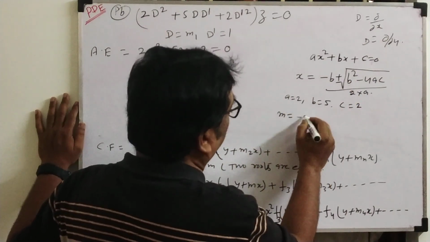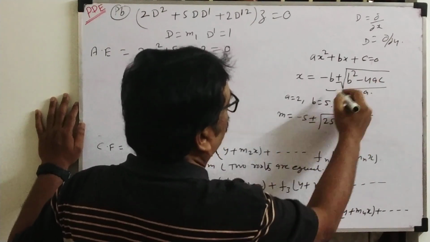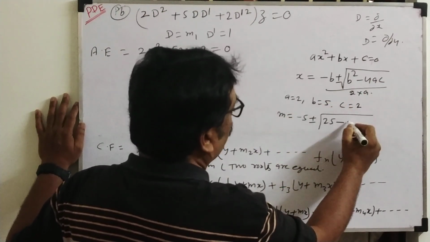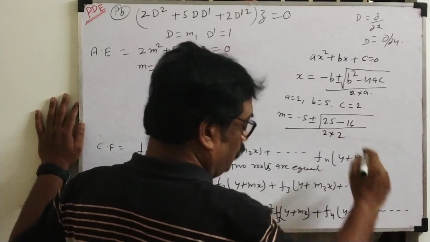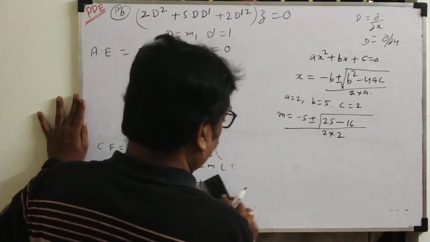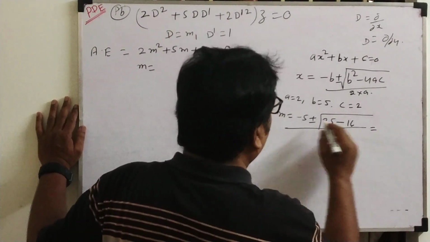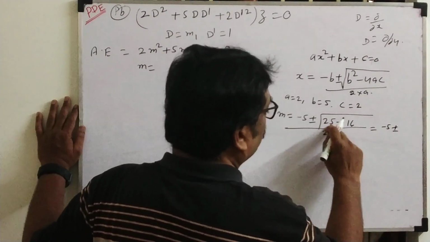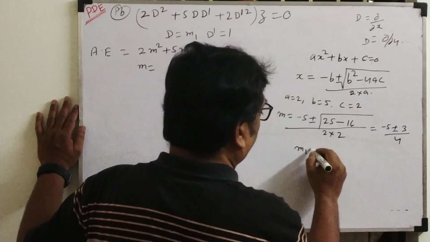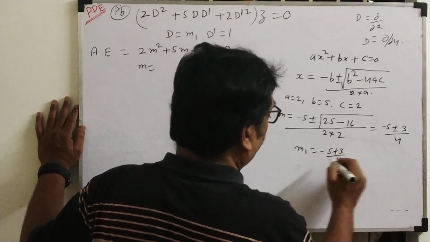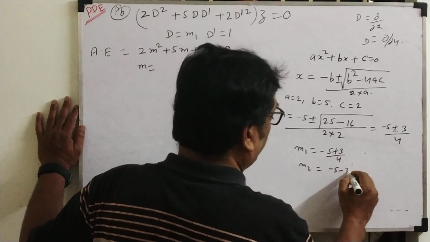So m equals minus 5 plus or minus root of 25 minus 4ac, that is 4 into 2 into 2, which is 16, divided by 2 into 2. So what will come here? Minus 5 plus or minus root of 9, which is 3, divided by 4. So m1 equals minus 5 plus 3 by 4, then m2 equals minus 5 minus 3 by 4.